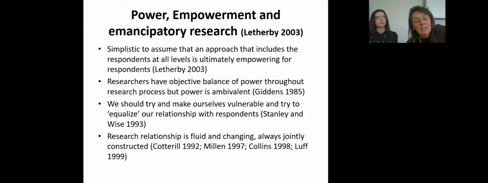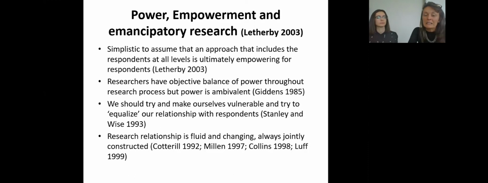So that's just to give you an example from a more conventional research method. Stanley and Wise have written heavily on the idea of power and empowerment in research, and spoke about this idea that we should always try and make ourselves vulnerable and try to equalise our relationship with respondents. So it's this idea that it's okay to not always feel in control when you're doing research, particularly as within the social sciences, we do research out in the real world, not in a lab. We can't control everything. So that's absolutely fine. And sometimes we may feel vulnerable. Maybe a participant asks us a question about ourselves, and whether or not you respond to that, that's up to you as a researcher.